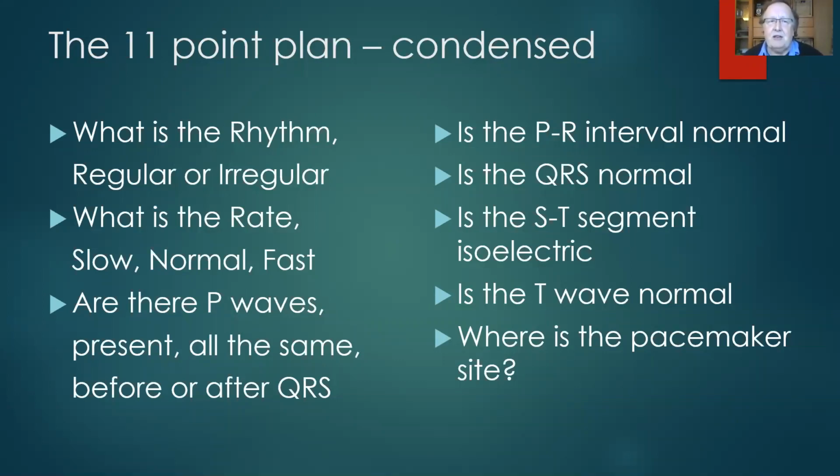The questions we're going to ask are, are there P waves present? Well, we've already seen that we've got a little bump, and if that little bump is present, this is the atria contracting.